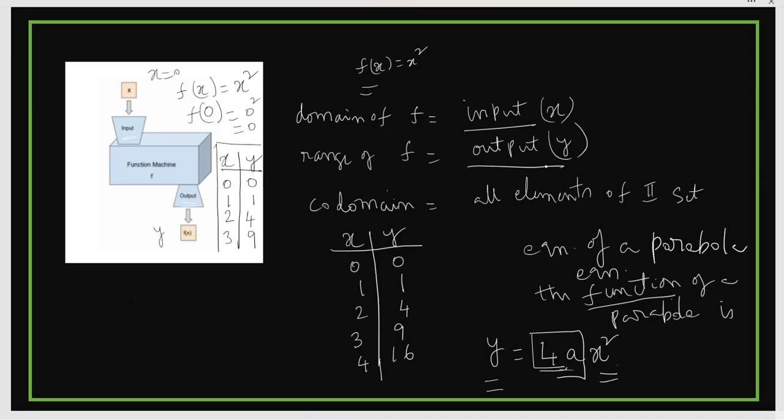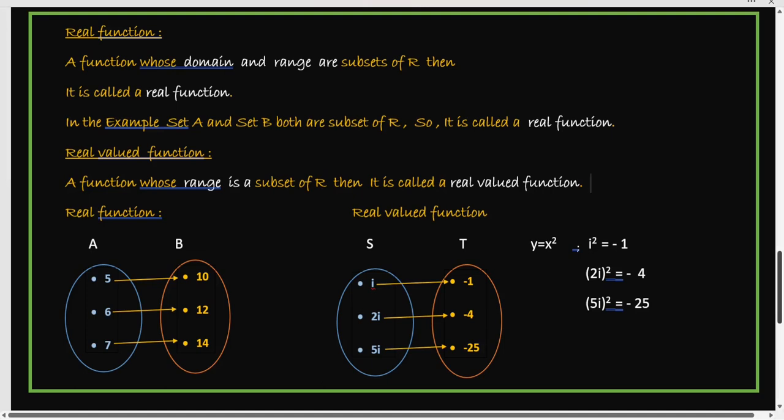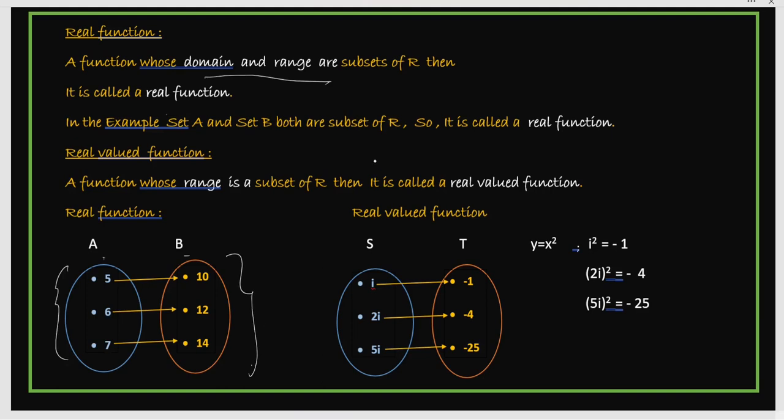Now we'll see there are different types of functions. Here we define the real function and the real valued function. A real function means that the domain and range are both subsets of R, the real numbers. Here you can see the first set is the domain and the second set is the range. These are all real values. In the second one, the real valued function, the second set is a subset of real numbers.